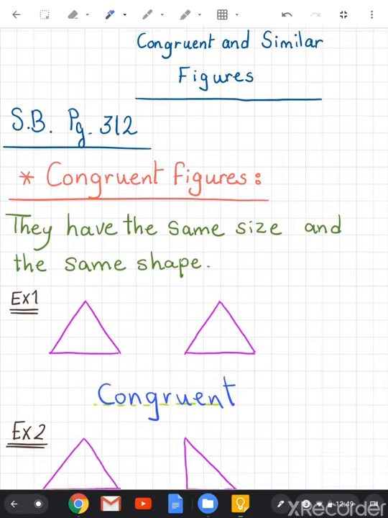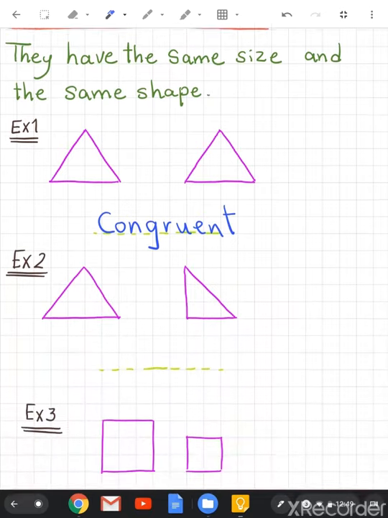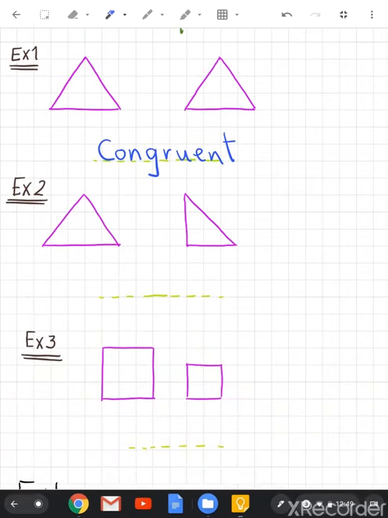Let us see example number 2. Here we have also two triangles, but do they have the same shape? They are different shapes of triangles, different types. So these two triangles are not congruent.